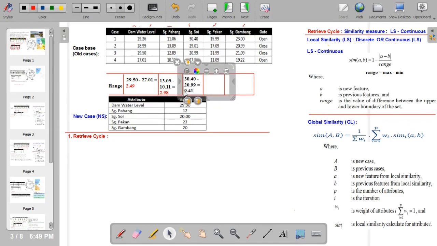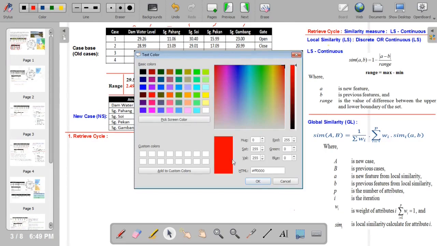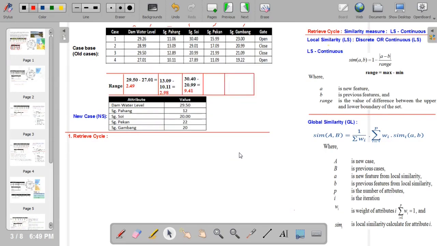So now I think it's really clear to you how you can calculate the range, right? So you can pause this video and calculate the range for the fourth and fifth attributes, which are Bikan and Gambang. Don't worry, I will be waiting for you.